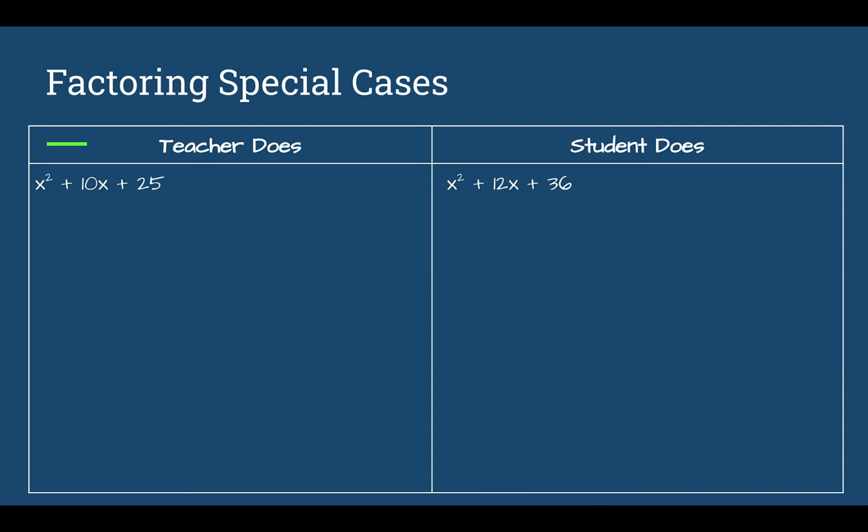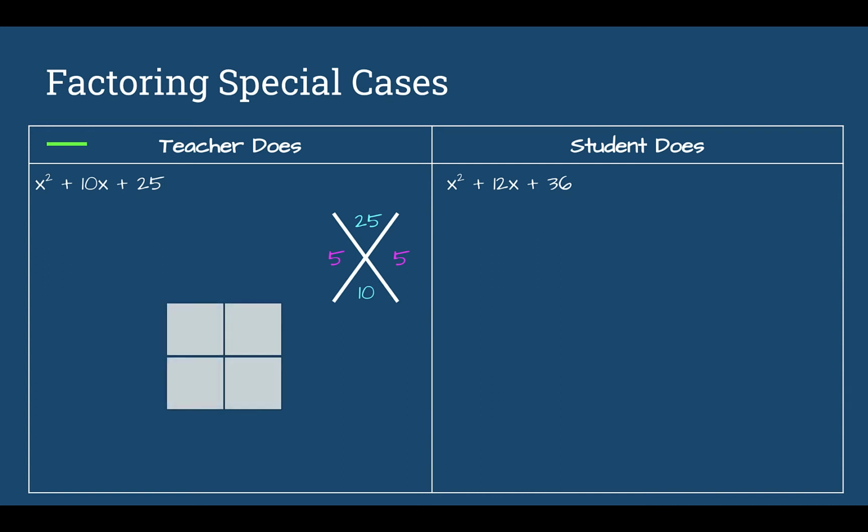If we didn't see it, we could go through and still do our method. We would multiply to 25, add to 10. We can figure out our two numbers. This time, they are both the same, 5 and 5. That is the key here for knowing that it is a perfect square trinomial. You're going to get the same thing both times. Since this is a simple trinomial, we could just take those numbers and plug them in.